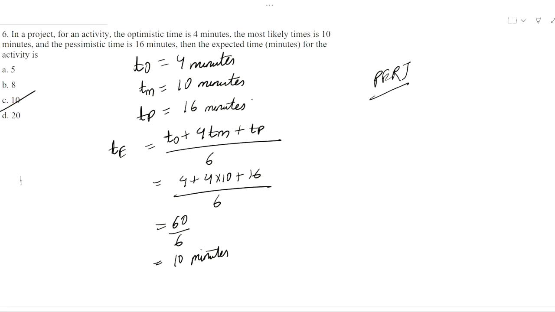Now here we have been given the optimistic time, most likely time, and pessimistic time, and we have to find out the expected time, which is by the PERT method. So with the formula, we find out the expected time.